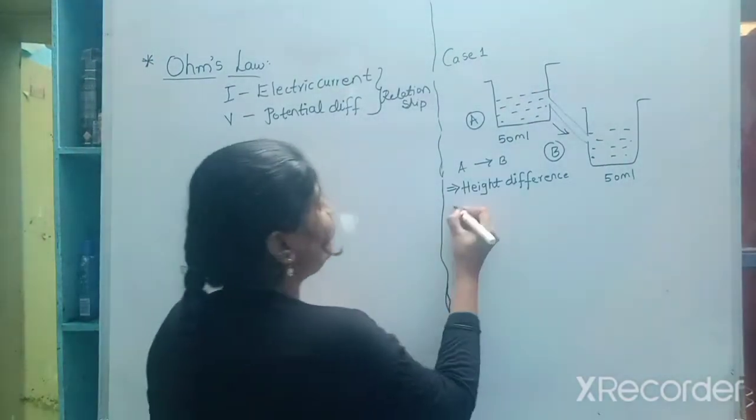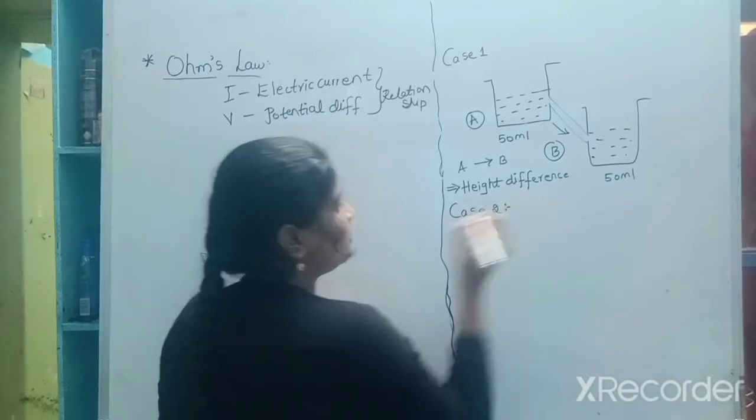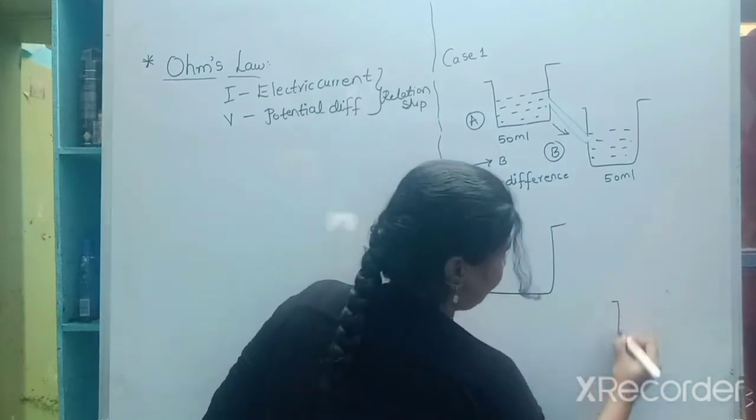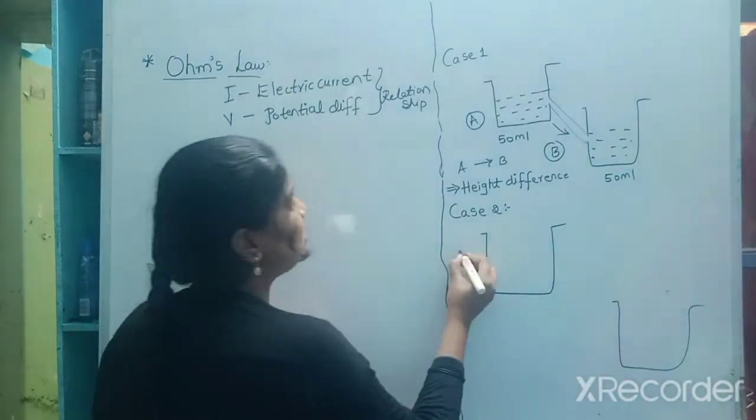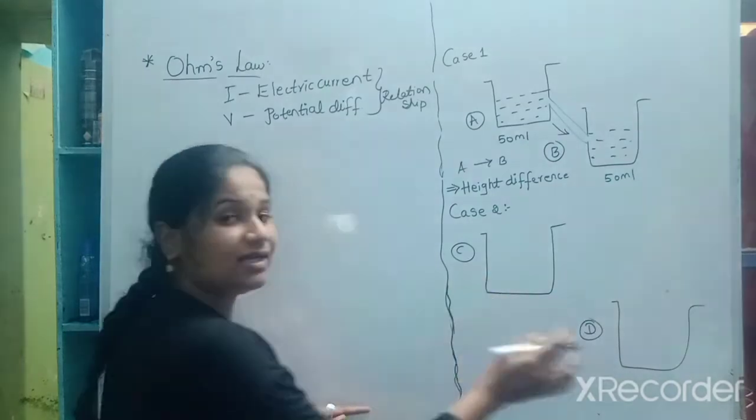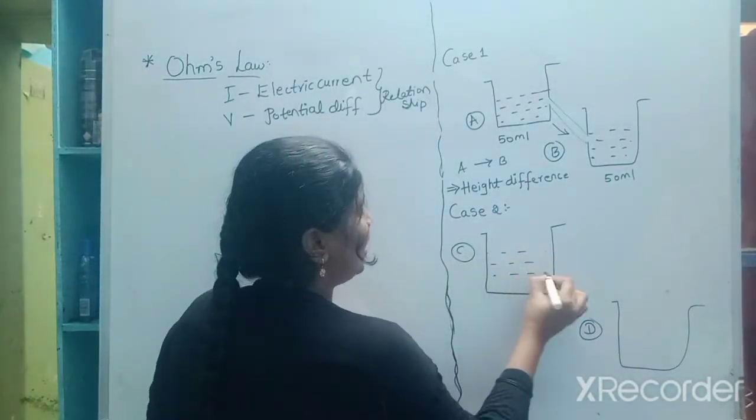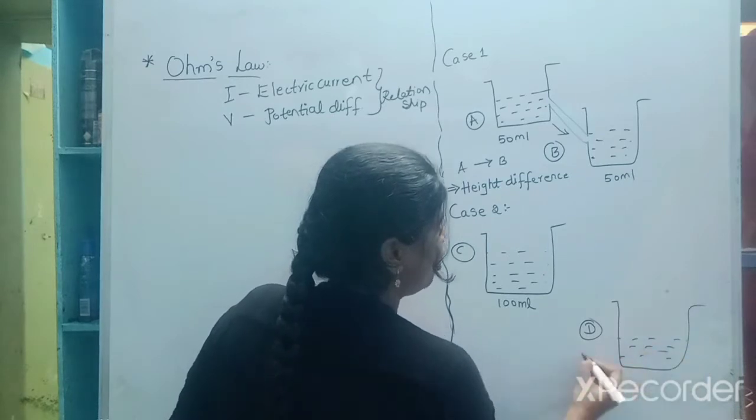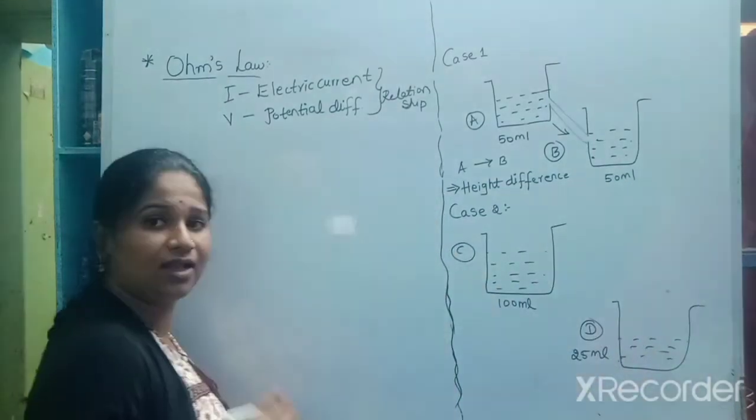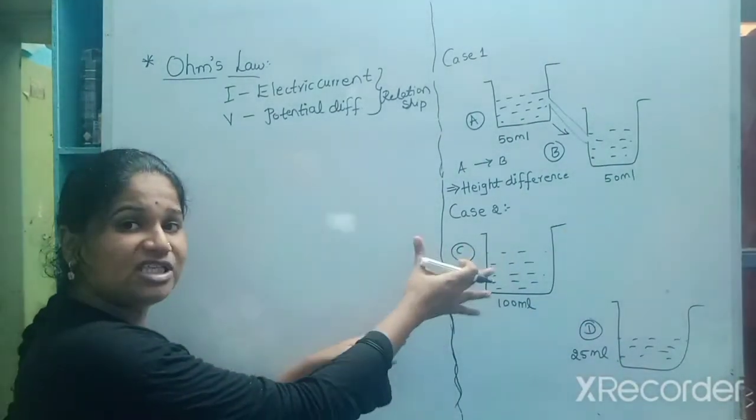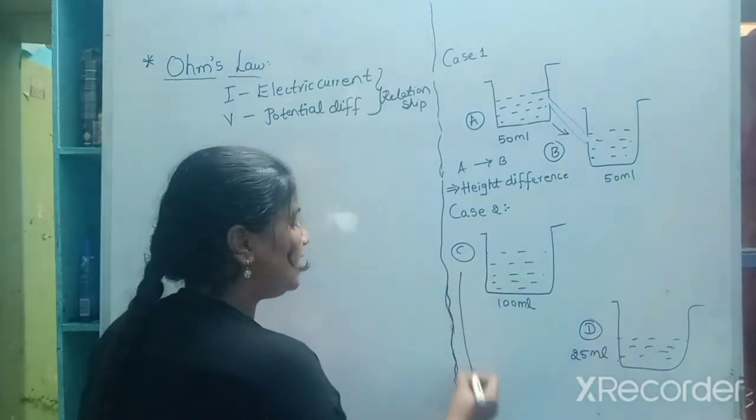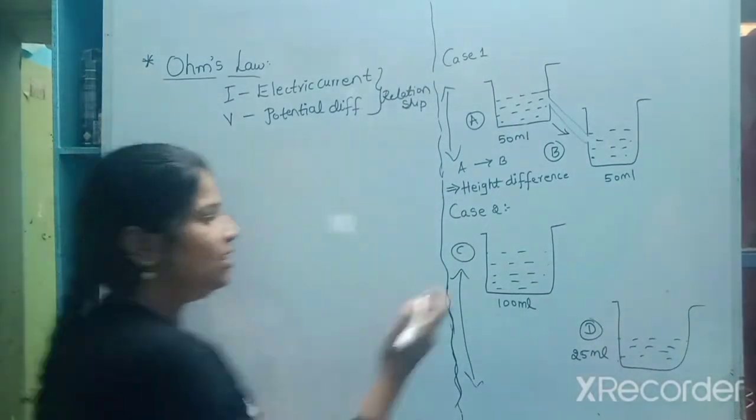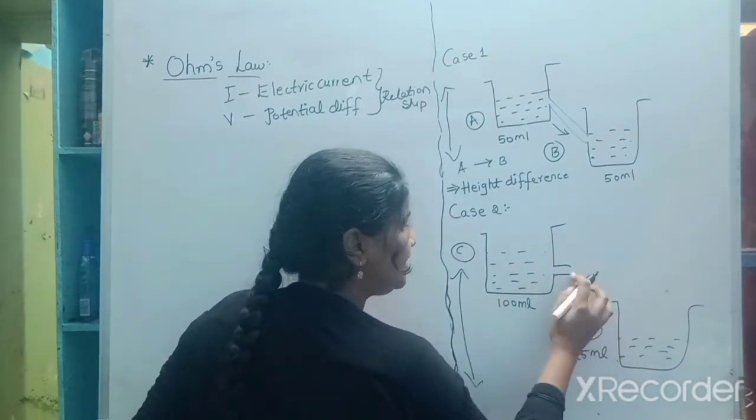Now, we will consider case 2. Here also we will consider two beakers, C and D. Let us take 100 ml of water in the first beaker, C, and 25 ml of water in beaker D. The height difference between the two beakers is quite more than the height difference in case 1. Now let us connect these two beakers.